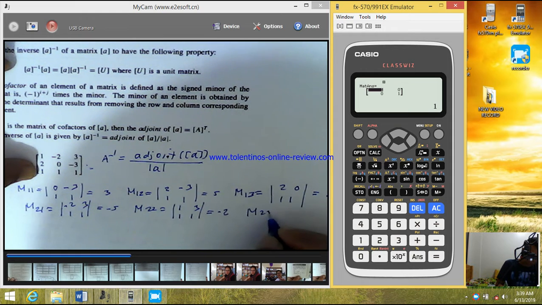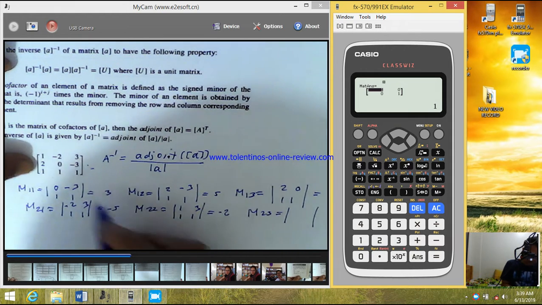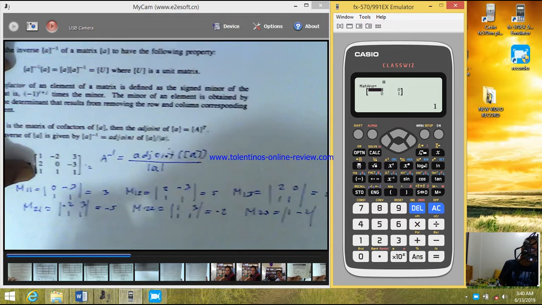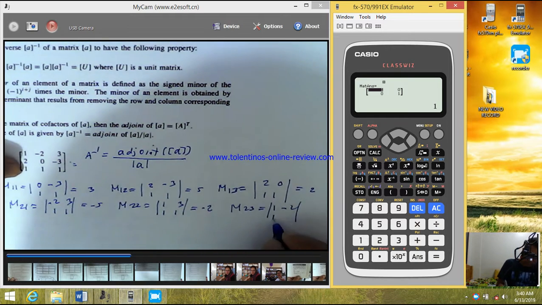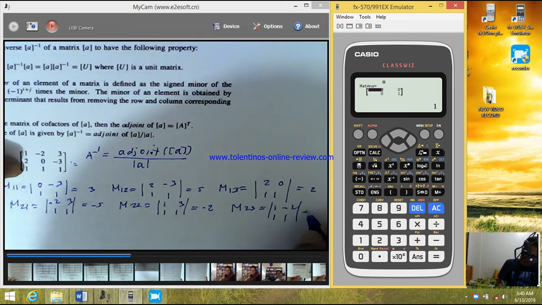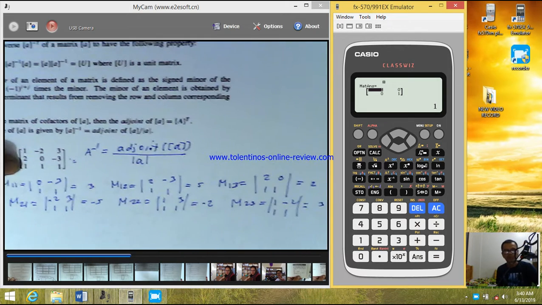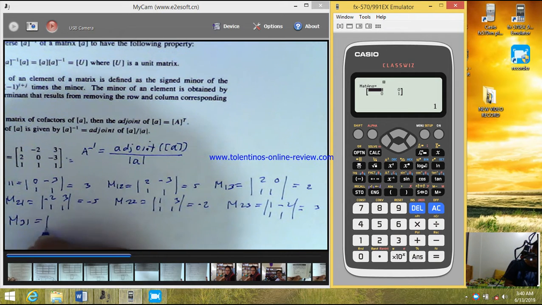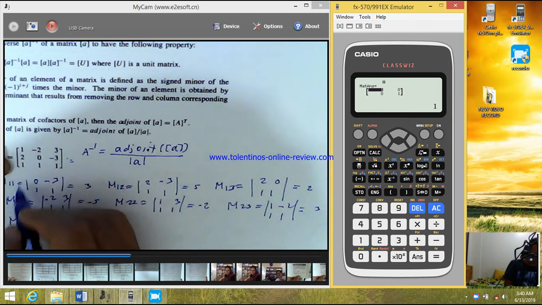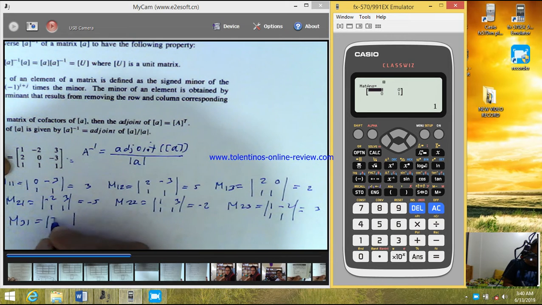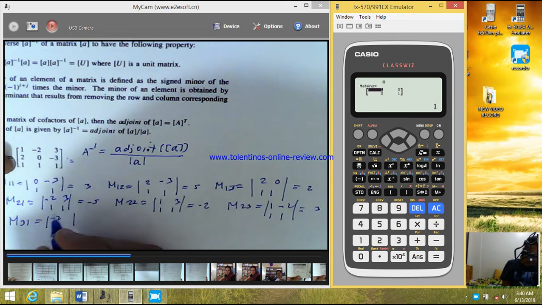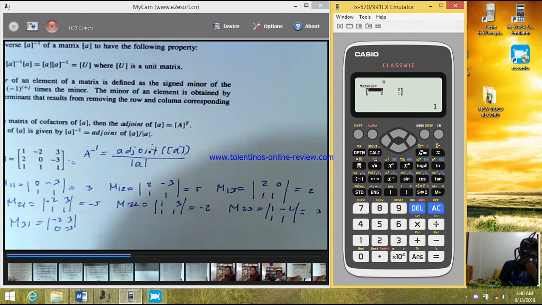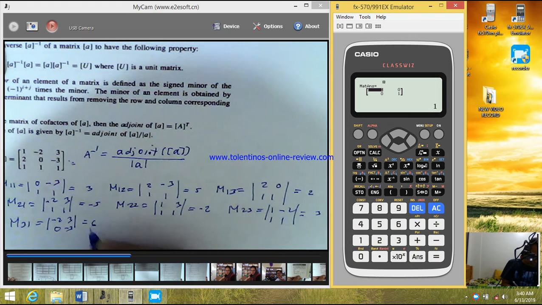Minor 2, 3: delete this and this. You have 1, -2, 1, 1, so 1 plus 2 is 3. Alright, minor 3, 1: delete this and that. You have -2, 3, 0, -3, and you will have 6.